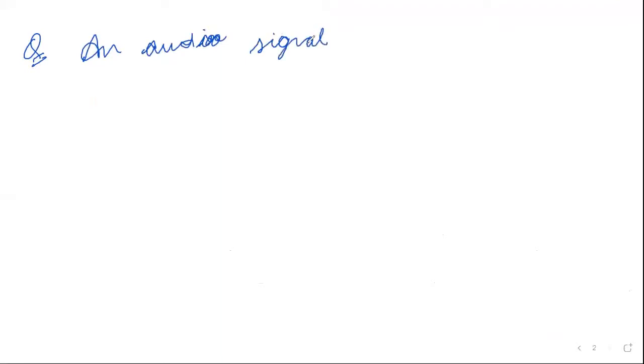We have an audio signal which is represented as 30 sine of 2 pi 2500t. So this is amplitude modulated. This is an audio signal which is amplitude modulated.